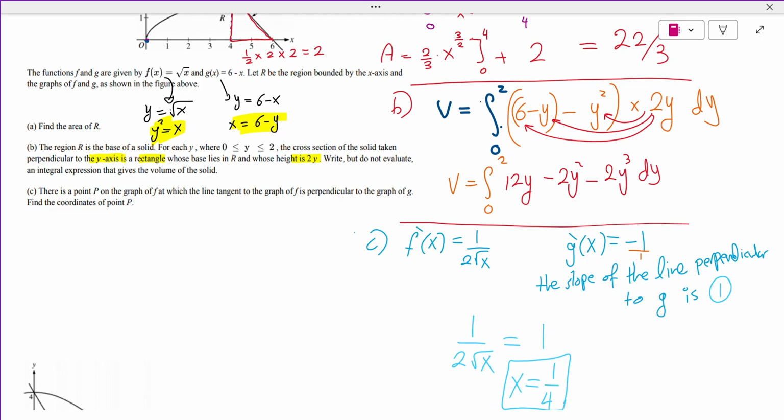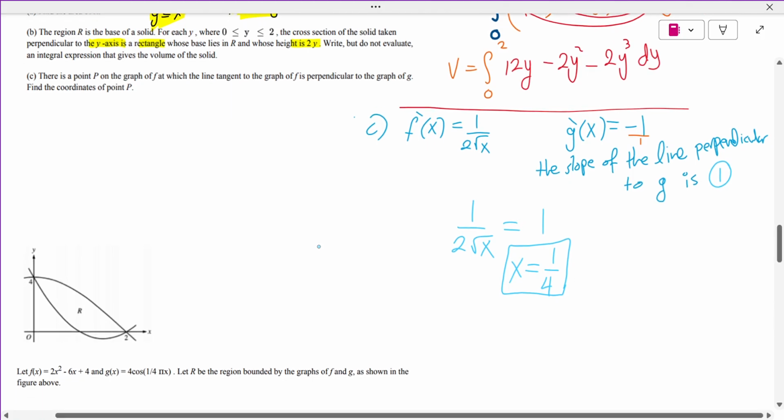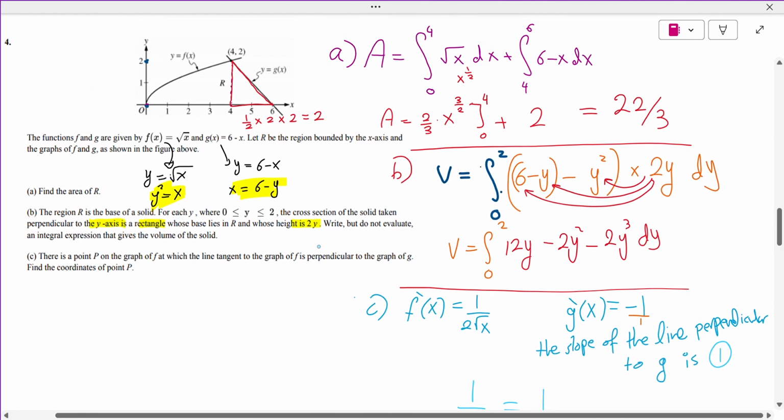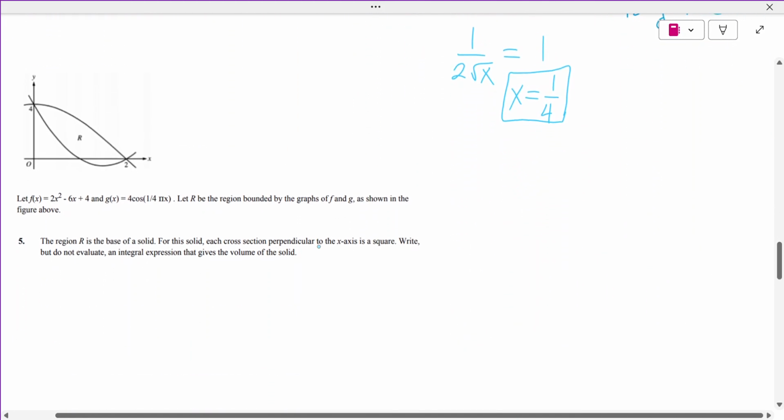This is the third question. Moving on to the fourth. So this is the fourth question. Moving on to the fifth question.